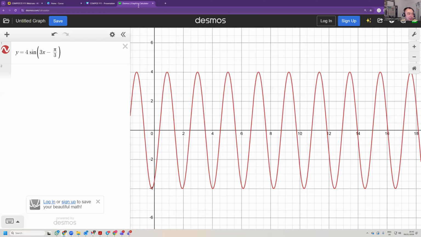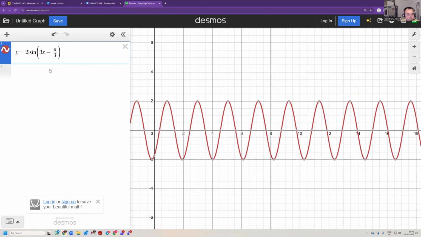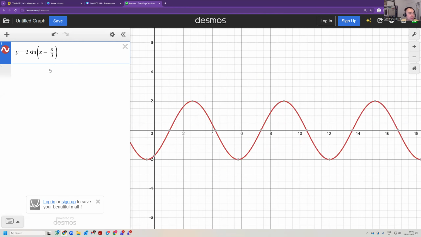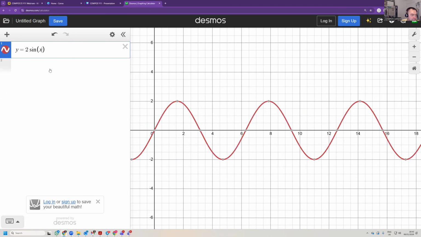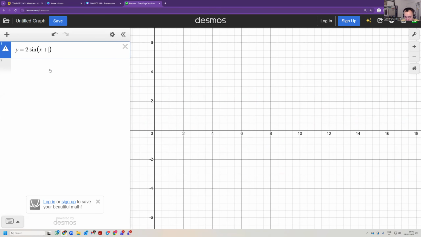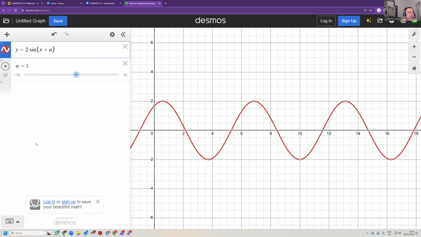Okay, so I'm going to put 2x plus sine x plus alpha. And we can add a slider for alpha.